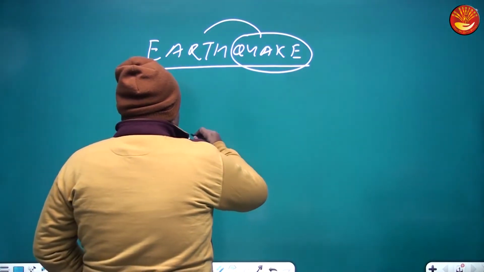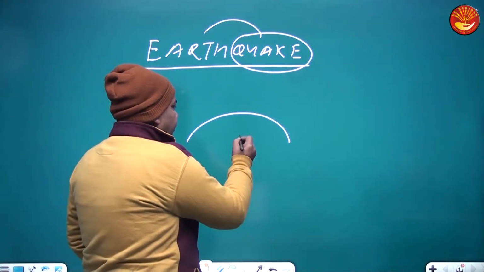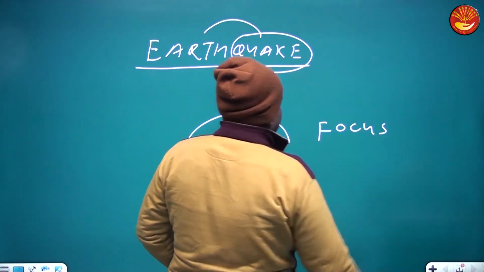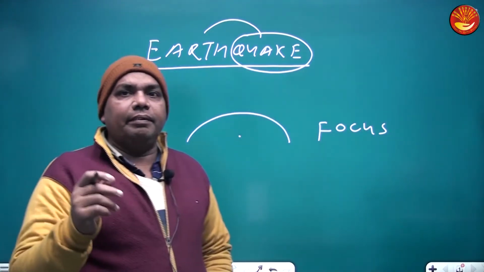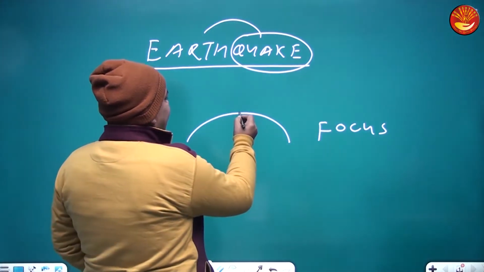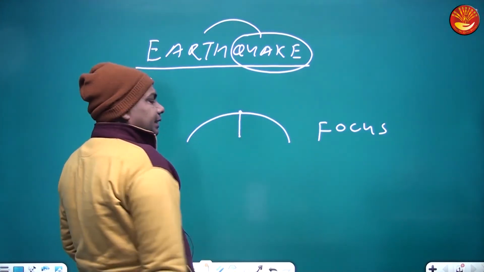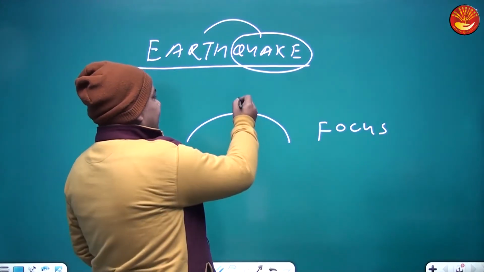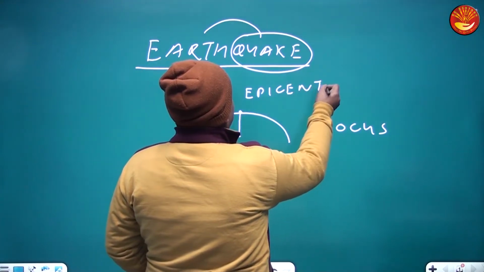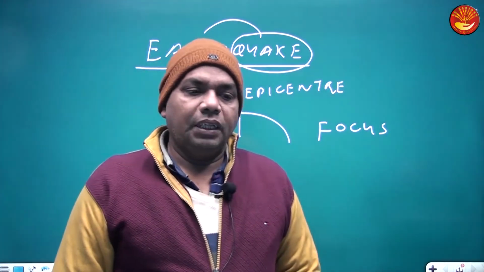So the point of source of origin of an earthquake is known as the focus. And the point vertically lying above the focus is known as the epicenter. It is known as the epicenter, right?